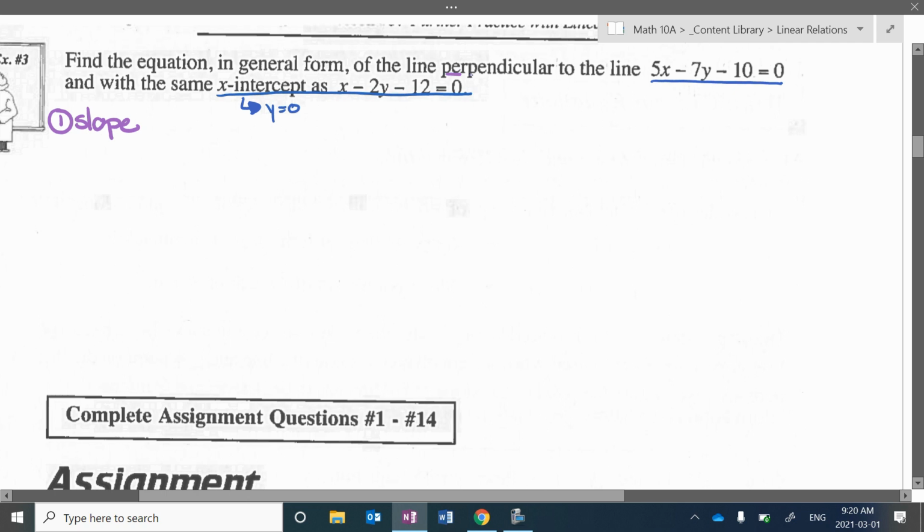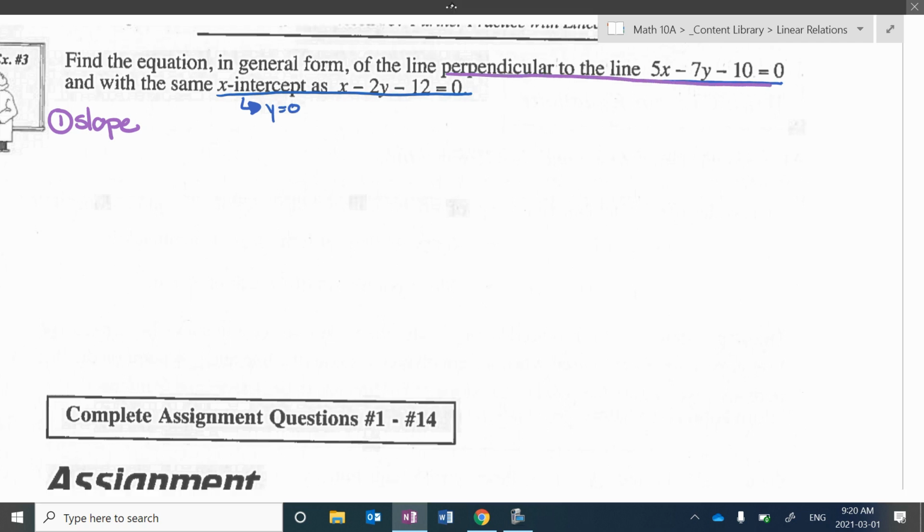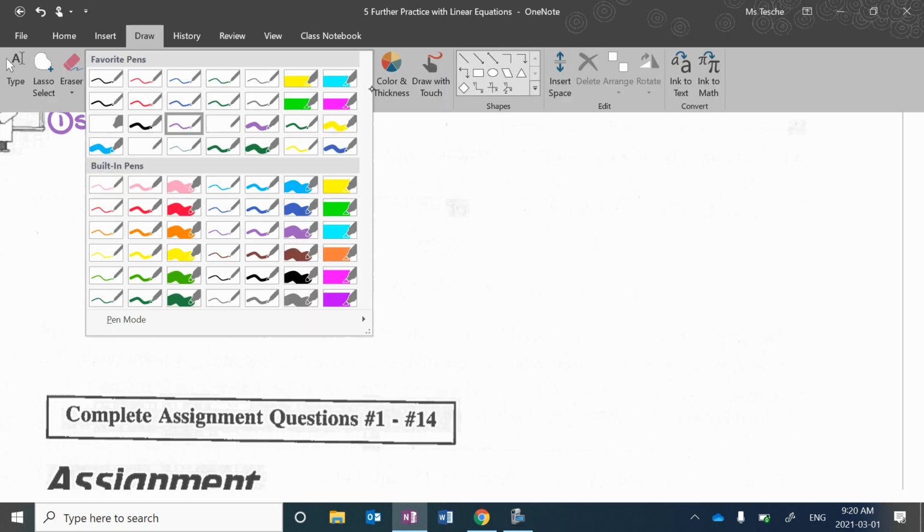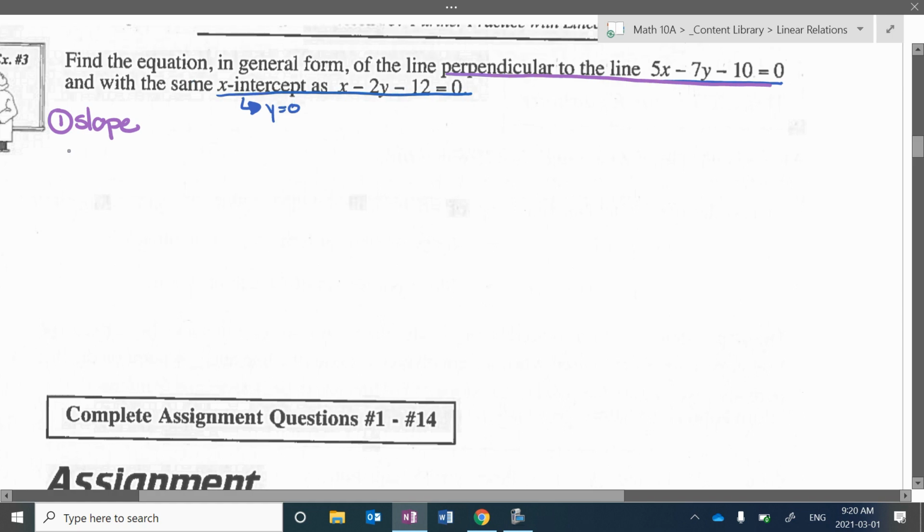So perpendicular to the first line that was given. Let's put it into y = mx + b, or solve for y. So we have 5x minus 7y minus 10 = 0. I'm going to add 7y to both sides, and then I'm going to divide everything by 7.